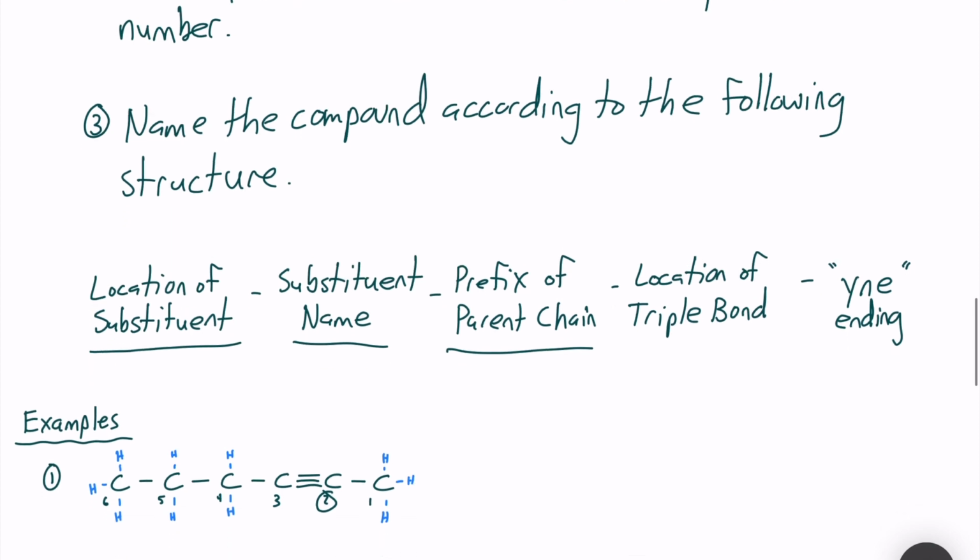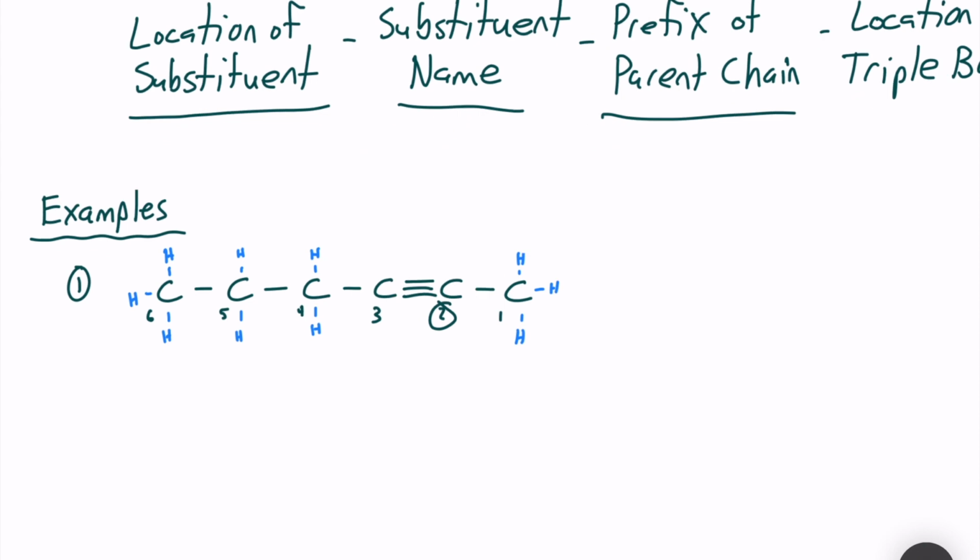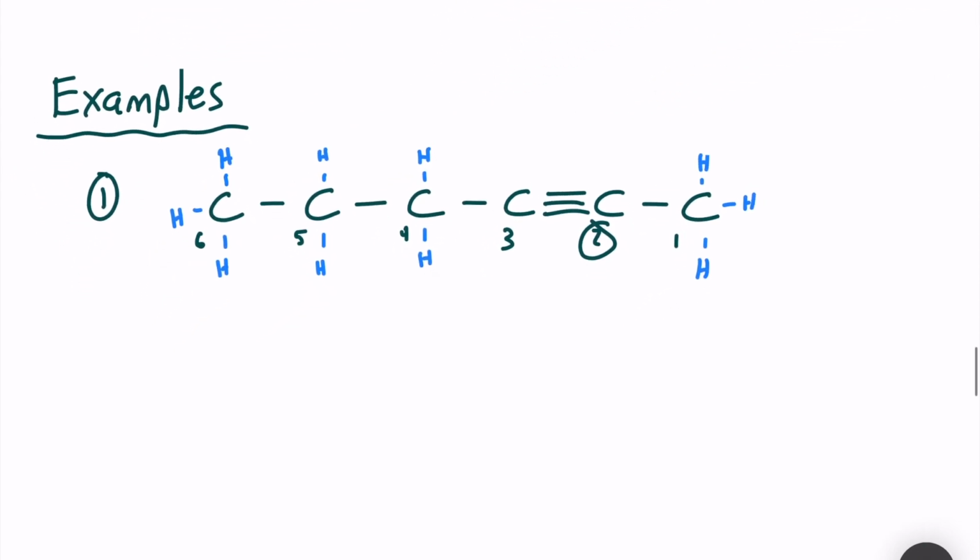Okay, so let's take a look at 3 examples here. I have taken the liberty to already number off the carbons so we don't have to do that. So number 1, it looks like we have a 6 carbon chain here, and we name it from right to left because our triple bond is found on carbon number 2, right? We want the triple bond to be on the lowest possible carbon. So if we numbered it from left to right, it would be on carbon number 4 instead of 2. That's why we numbered it from right to left.